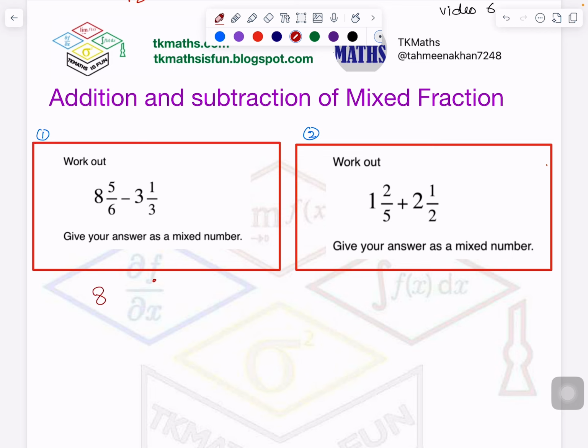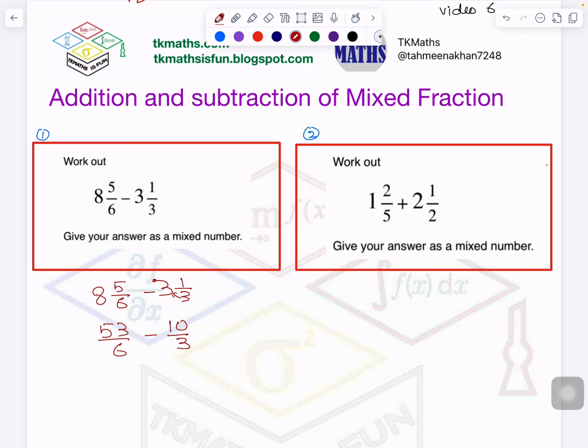So let's see here. 8 whole 5 over 6 minus 3 whole 1 over 3. Now 6 times 8 is 48. 48 plus 5 is what? 53. So it will become 53 over 6. And this one will become 3 times 3 is 9, 9 plus 1 is 10.